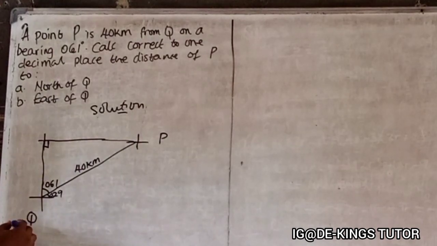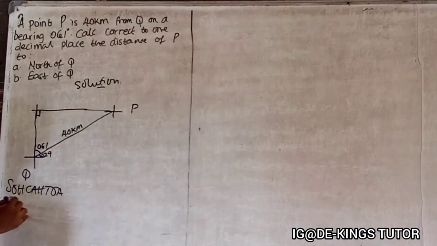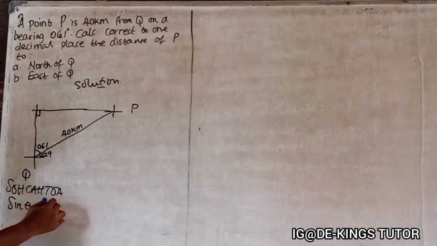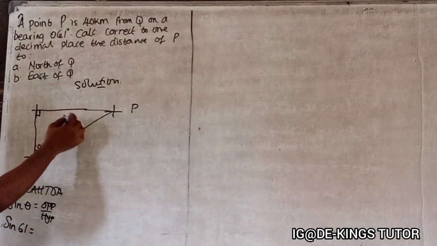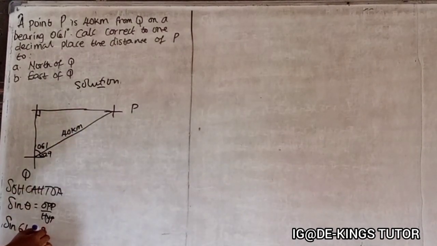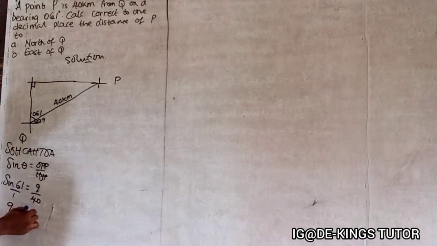So we can use our trigonometric ratios as well. So which should we use? What connects opposite and hypotenuse? Sine. So we have sine theta, which is opposite over hypotenuse. So we have sine 61 equals opposite, which is unknown. So we can call it small letter q. My hypotenuse is 40. So we cross multiply, we have q equals 40 times sine 61.